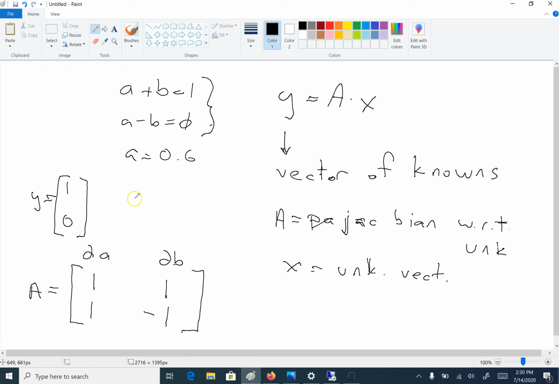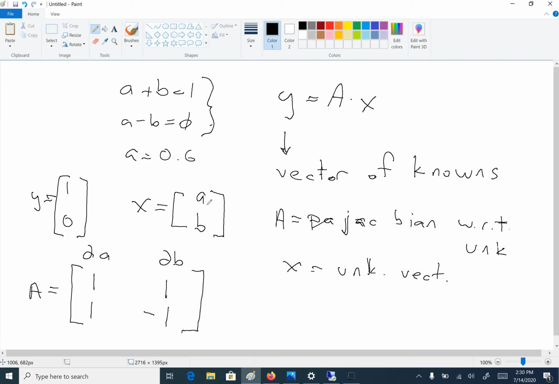And our vector of the unknowns is simply just going to be A and B. And it has to be in the same order as the Jacobian. It doesn't matter what the order is as long as the order is consistent. I can put B as our first derivative, but then B would be the first unknown in the x vector.